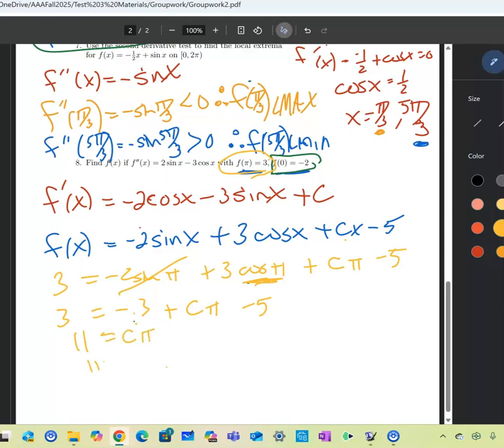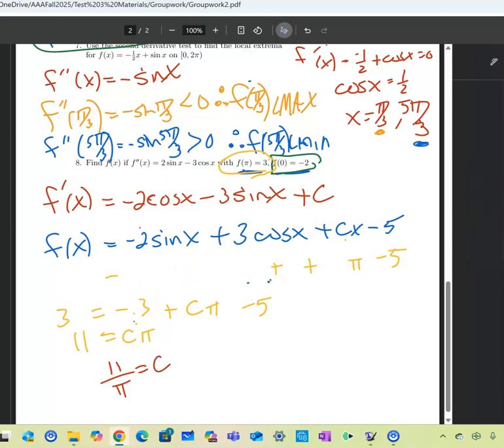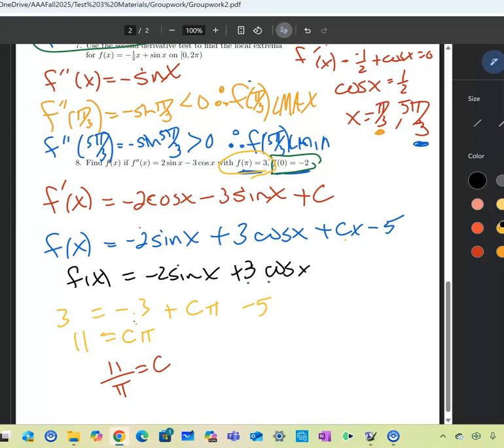So then to finally solve for c, whoops, I meant pi down here. Mistakes all over the place. Let me try that again. Okay. So I'd have 11 over pi is c. So the final answer, just write it again. F of x is negative 2 sine of x plus 3 cosine of x plus 11 over pi x minus 5. Done.